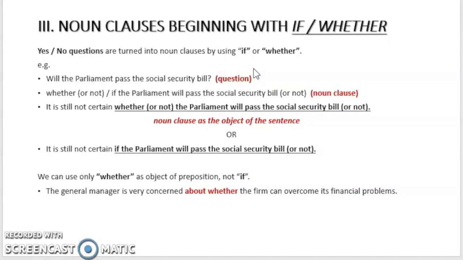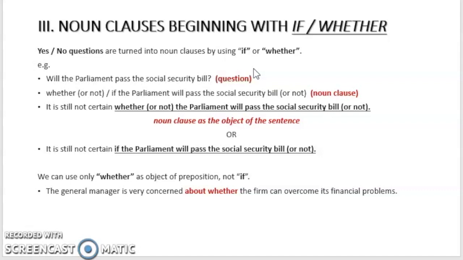Another important rule to remember is that we can use only whether as object of preposition, not if. Let's have a look at this example. The general manager is very concerned about whether the firm can overcome its financial problems. In this sentence, about is a preposition and the noun clause follows this preposition. So we need to use whether at the beginning of the noun clause.